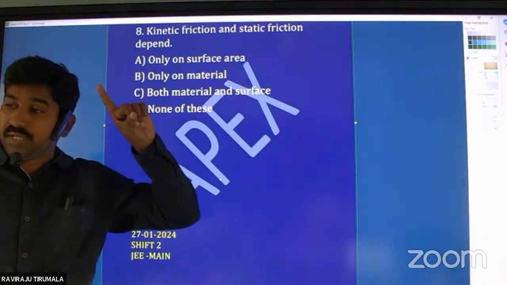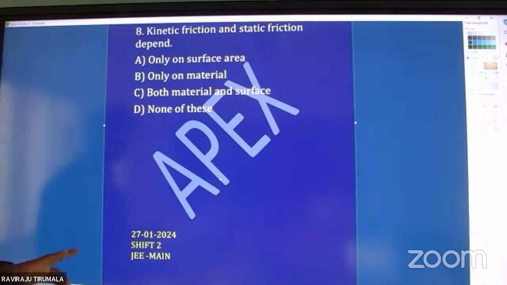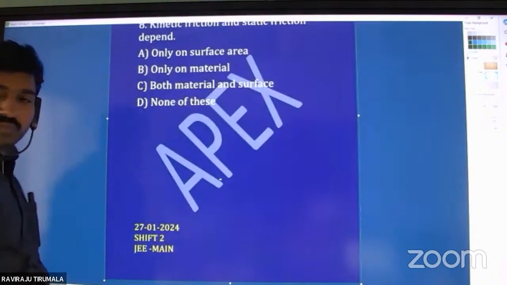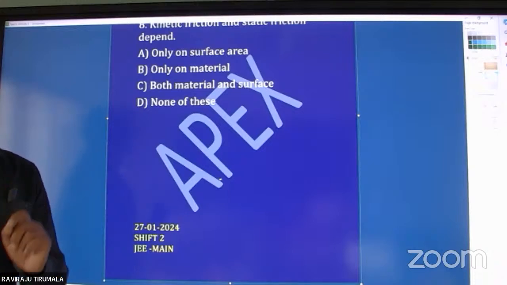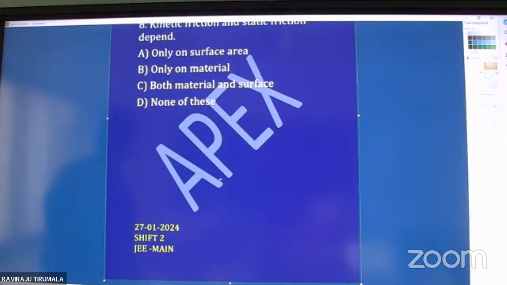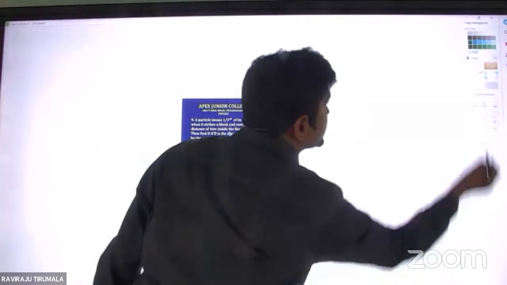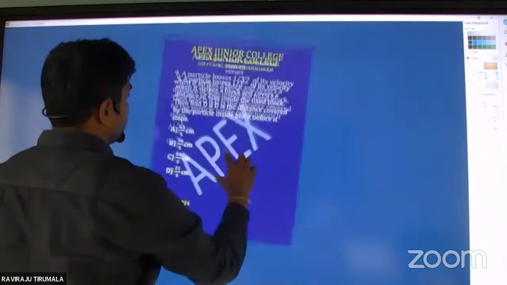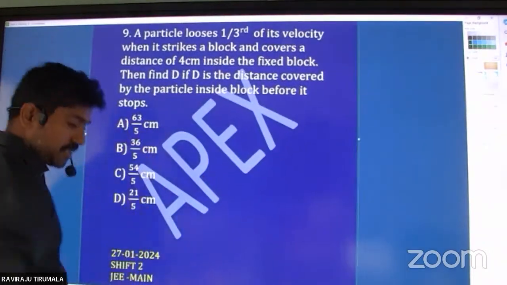Only rolling friction depends on area of contact. But kinetic and static friction only depend on one thing, that is nature of material. For that nature of material only, we give the value mu, coefficient of friction, static or kinetic, whatever it is. So the answer will be the second one, only on material. Next question. See this and try to solve this.